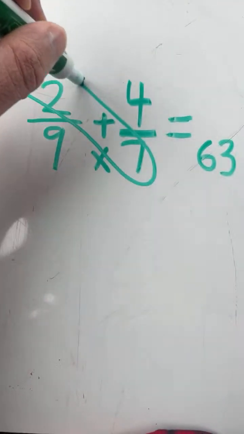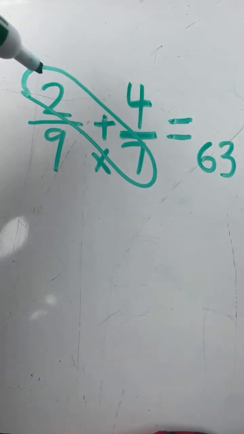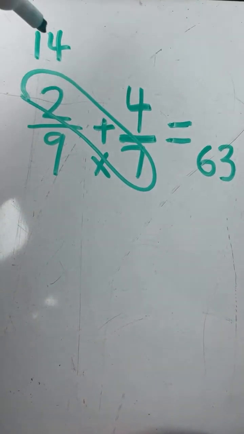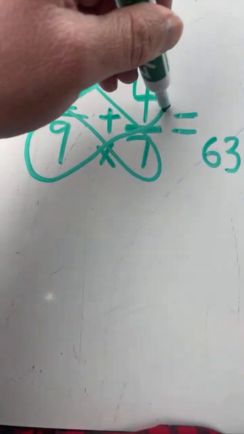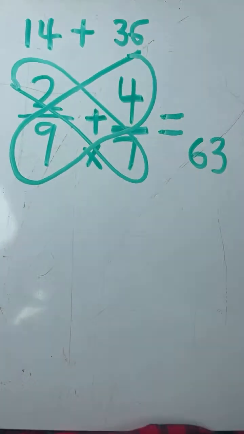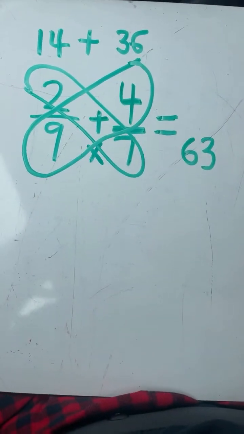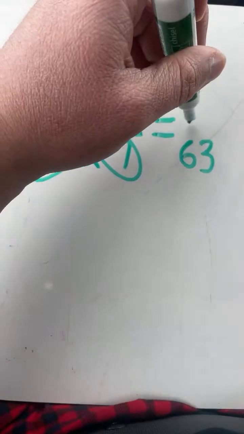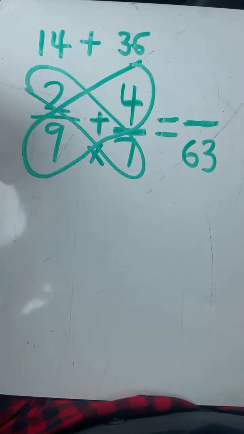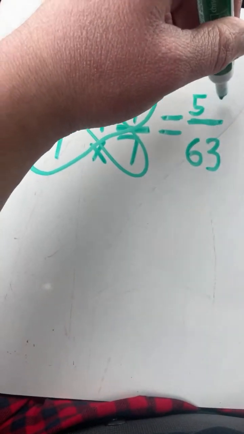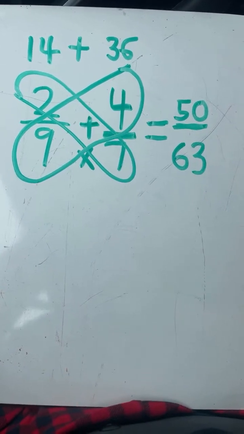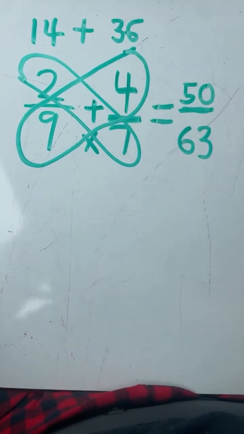Next, we multiply the numerator times the opposite denominator. So 2 times 7 equals 14. 9 times 4 equals 36. And now the last step is we add our two numerators together. 14 plus 36 equals 50. And we have our answer. 2 ninths plus 4 sevenths equals 50 63rds.